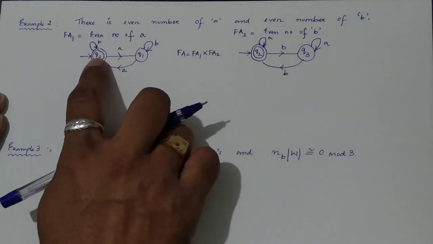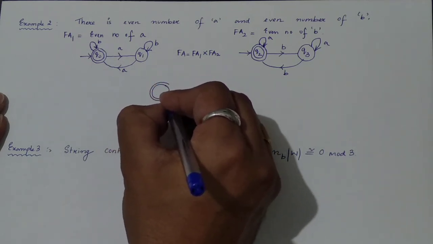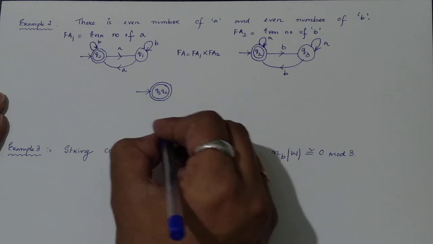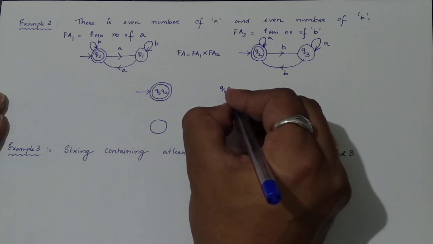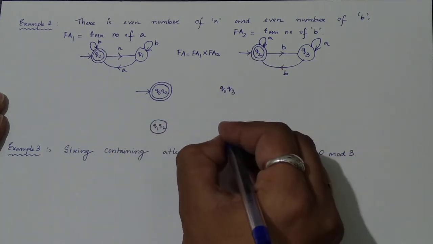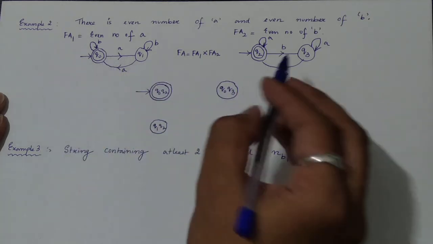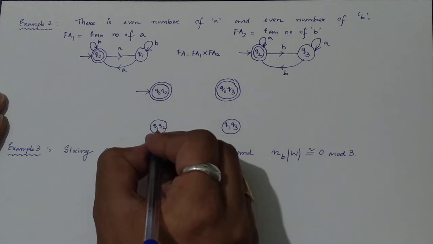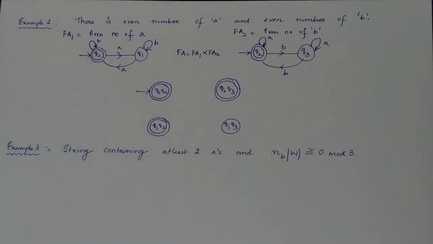So what will be the states? You know, Q0, Q2. Since initial and final are both the same, Q0, Q2 will come together. Then one more state will be there, Q0, Q3. Then next will be Q1, Q2, and one more is there, Q1, Q3. So these are the four possible ordered pairs, right? Since Q0 and Q2 both are final, Q0, Q3 will also be final because Q3 is merged with a final state. Similarly, Q2 is a final state, so Q1, Q2 will also become a final state. So I have drawn like this. Now I have got the answer.